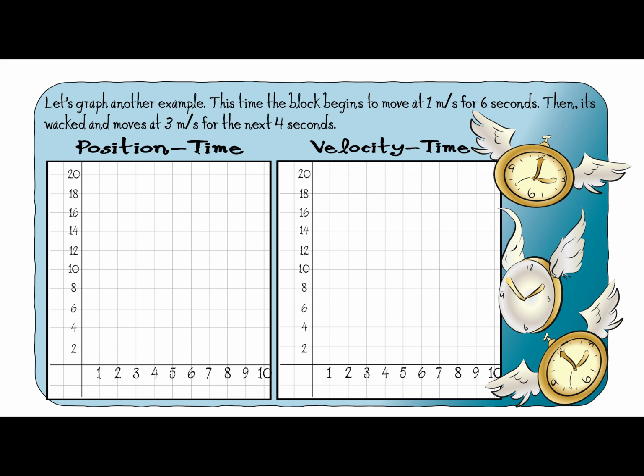On the position time graph, for every 1 second, it moves up 1 meter. At 6 seconds, it begins to move at 3 meters for every 1 second. So you can see that it started moving slower the first 6 seconds. This next 4 seconds, it's moving faster.